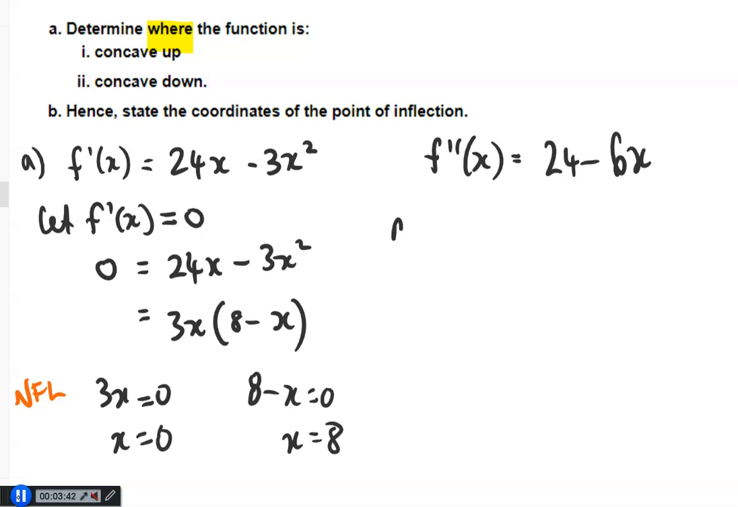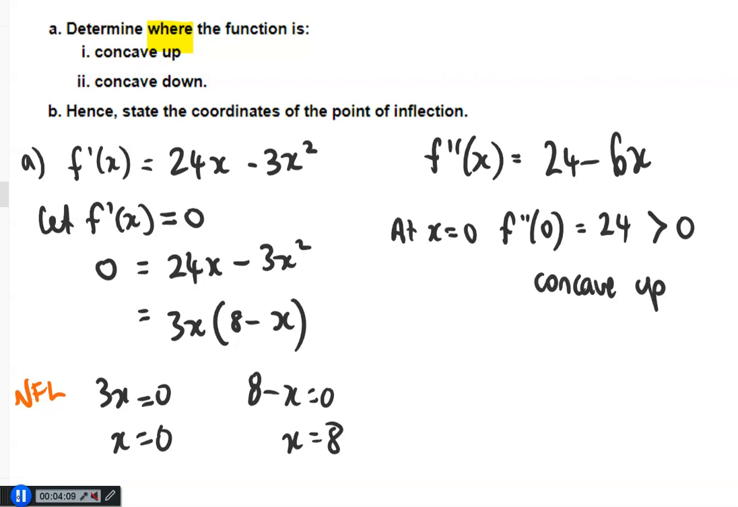Okay, so let's do x equals 0 first, because that's the first point that I've got. So the double derivative at 0 is going to be 24, because minus 0. Cool? Now, what can you tell me about the number 24 that we care about? It's positive. So what does that mean? It's concave up. We also know that concave up means it's a minimum, so keep those contexts in mind.